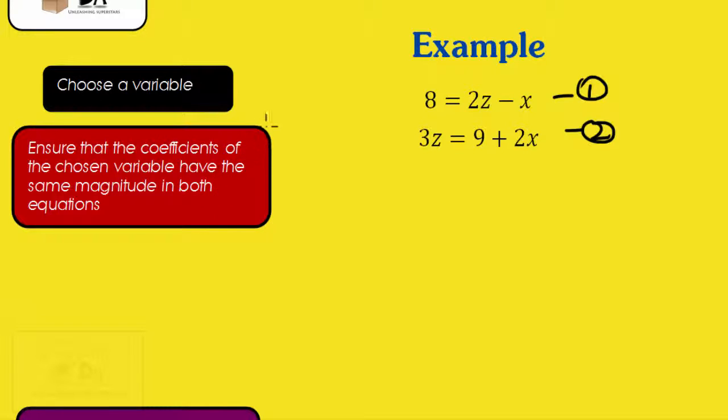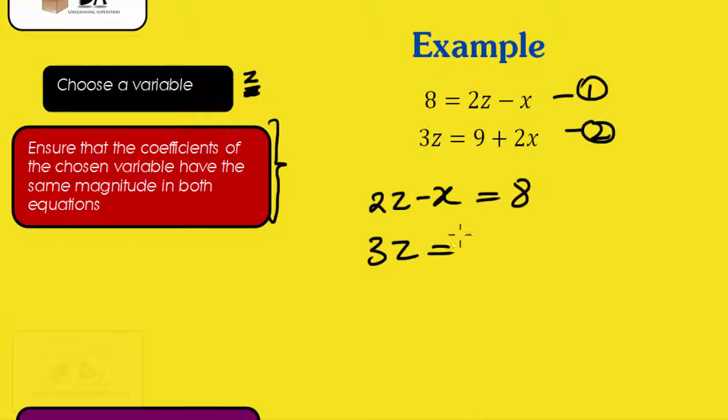But for this rule to hold, the variables must appear on the same side of the equation. I'll give you an example. Say we choose variable z. In the first equation, z appears on the right hand side. In the second equation, z appears on the left hand side. So you need to rewrite the equation such that z appears on the same side in both equations. We can rewrite equation 1 by swapping the left hand side and right hand side to give 2z minus x equals 8, so that z appears on the left hand side. In the second equation, z appears on the left hand side, so it's fine.